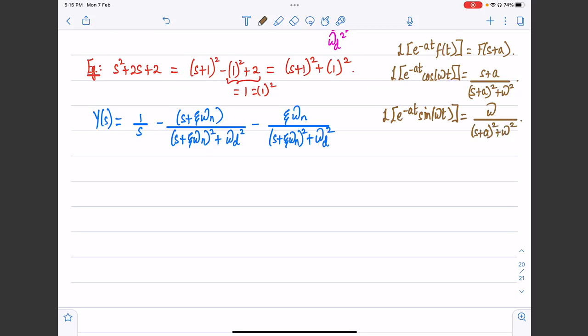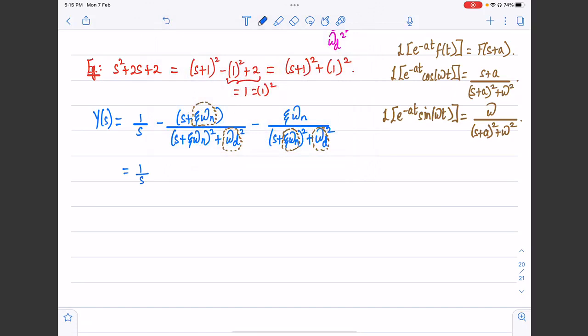Now we can immediately map. What we called a in that expression is essentially zeta omega n, and what we called omega in this expression is omega d. You can see the mapping, right? But in the second equation, we have s plus zeta omega n and omega d, but the numerator is zeta omega n. That can be easily addressed. Let me write down what we do.